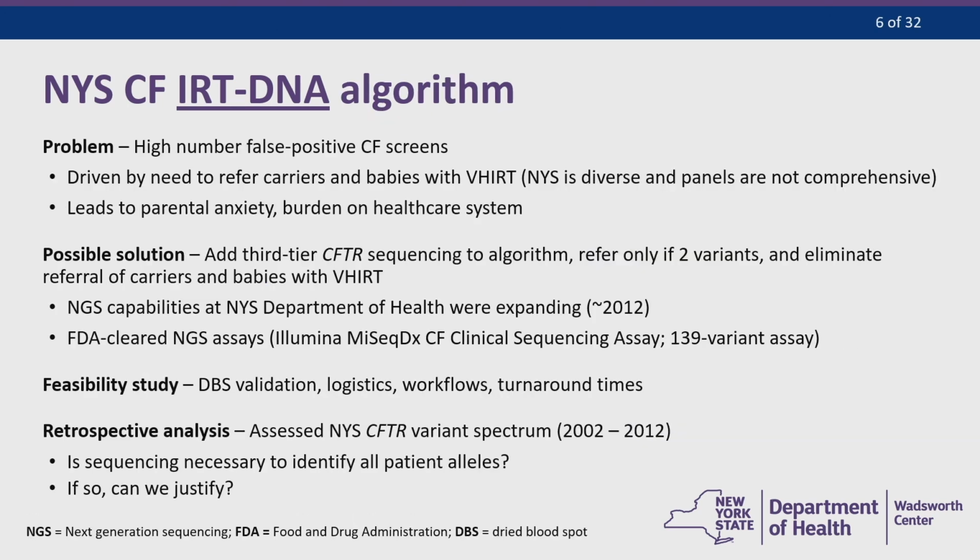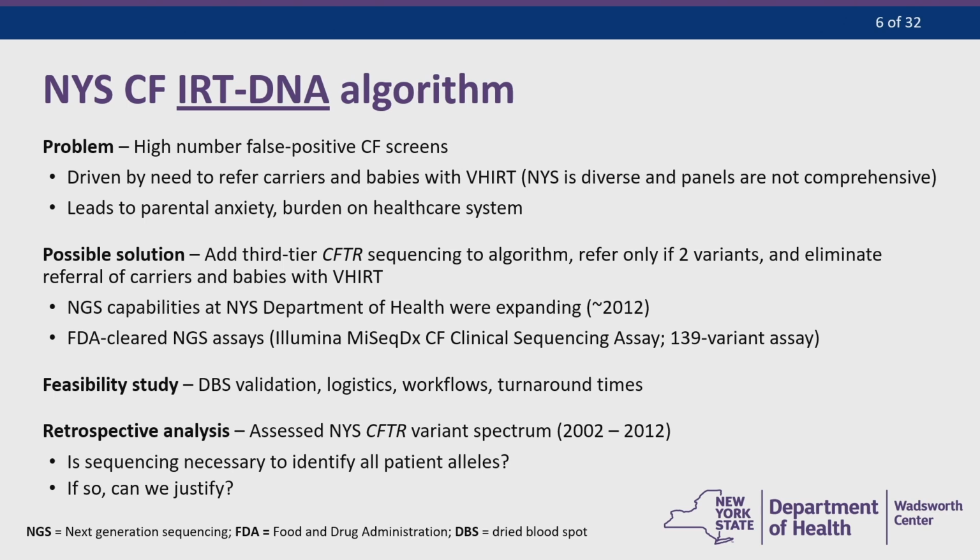So what's the problem? You probably are all very familiar with the problem. There's a high number of false positive CF screens when you're using a limited panel. IRT is also a poor biomarker, but it's all we have. The problem is driven in part by the need, in New York, for us to have referred carriers and babies with ultra-high IRT. Again, we're diverse and panels aren't comprehensive. This leads to parent anxiety and burden on families and the healthcare system.